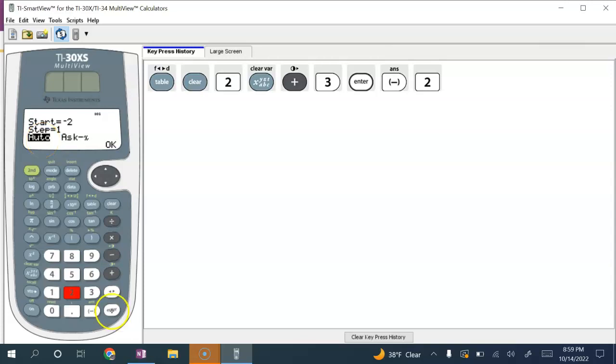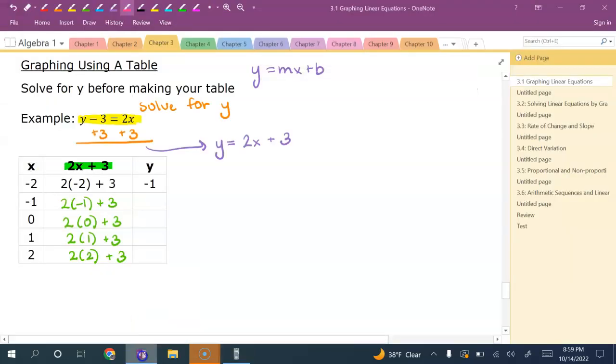So all I do is I press enter a couple of times until I get down to the OK. And then I'm going to go ahead and press enter one last time. And it's going to pull up this XY table for me. So it's already going to do all of those operations that I had typed out here in the middle. The calculator is going to do all of that for me.